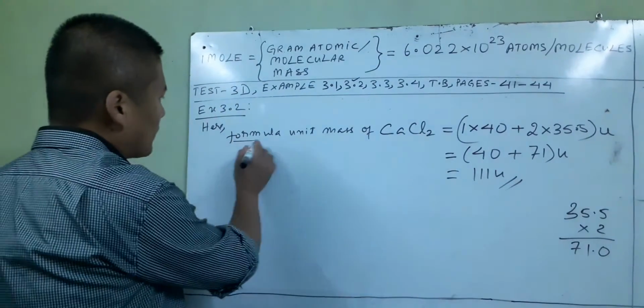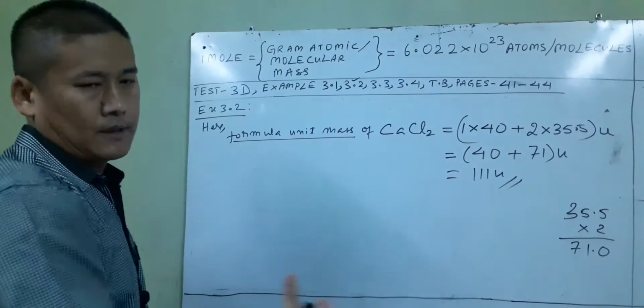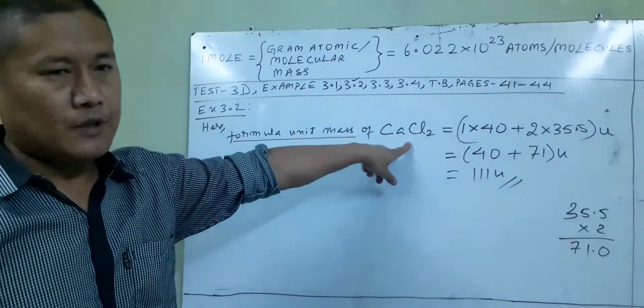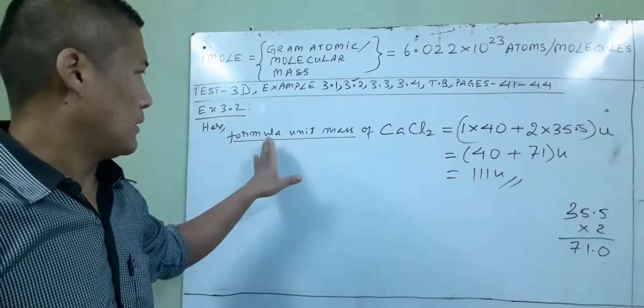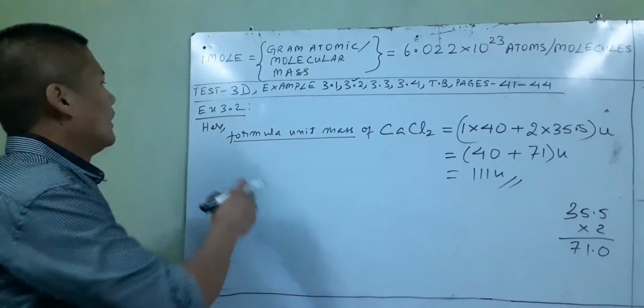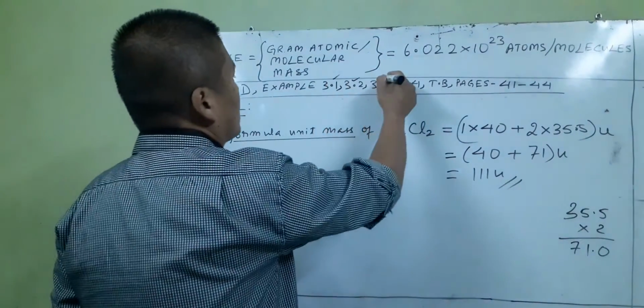So we understand that formula unit mass means the same thing as molecular mass. It's just meant for ionic substances like calcium chloride. Otherwise, the calculation is the same as molecular mass, okay? So we're done with 3.2 also. So let's go to 3.3.